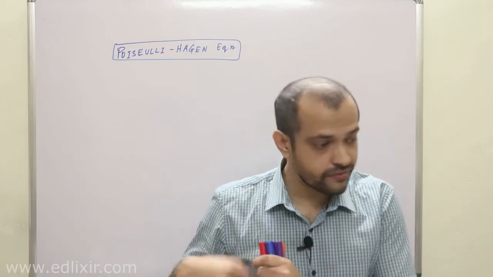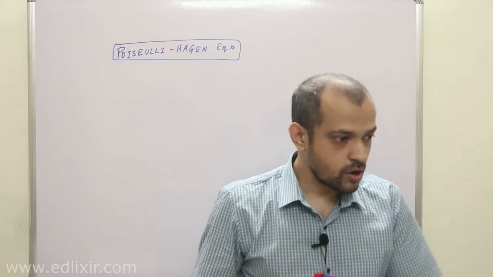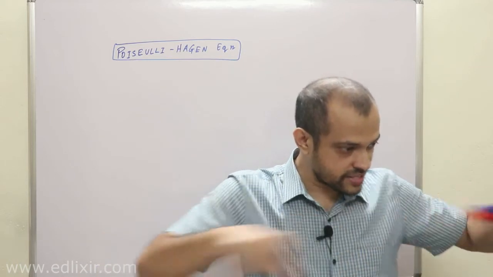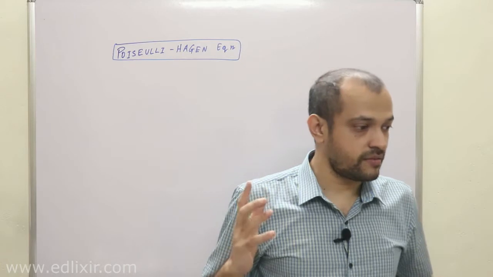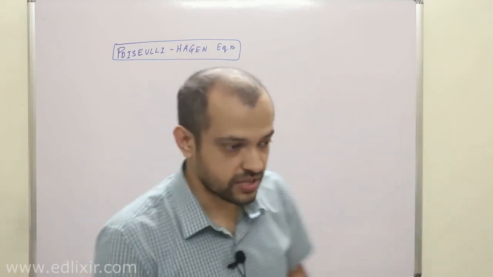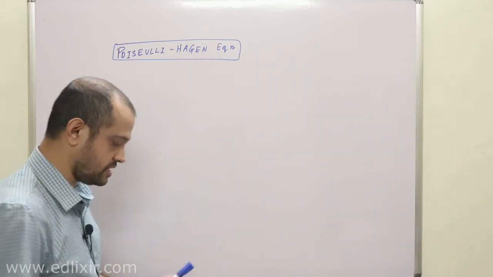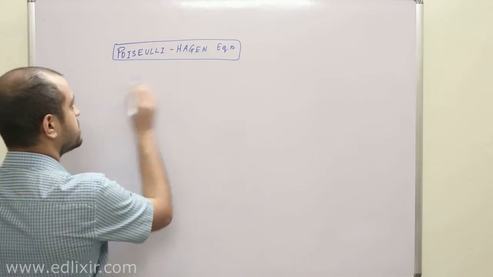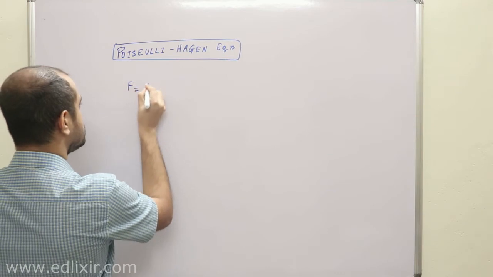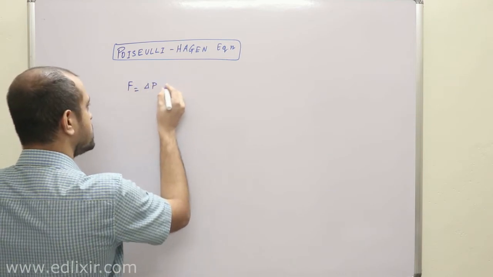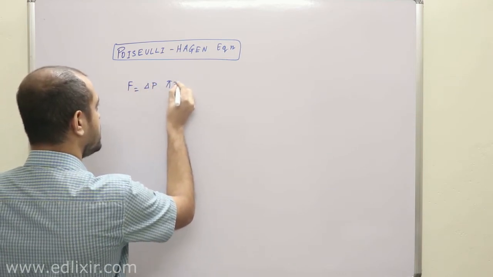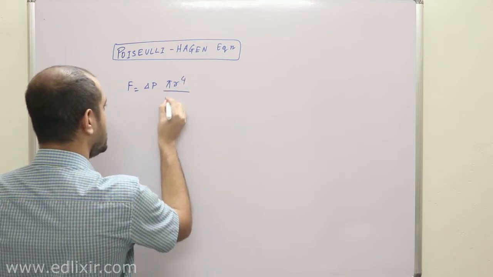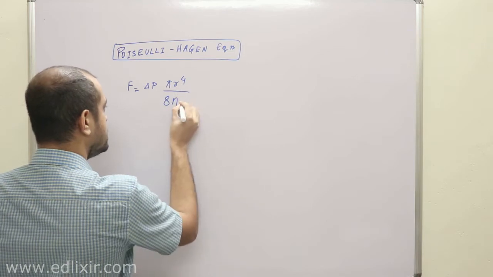Now listen, it defines blood flow considering the length of the blood vessel and also the radius of the blood vessel. Now this is very, very important for you people to understand here. So this is the Poiseuille-Hagen equation: F is equal to delta P into pi r to the power 4 divided by 8 eta L.